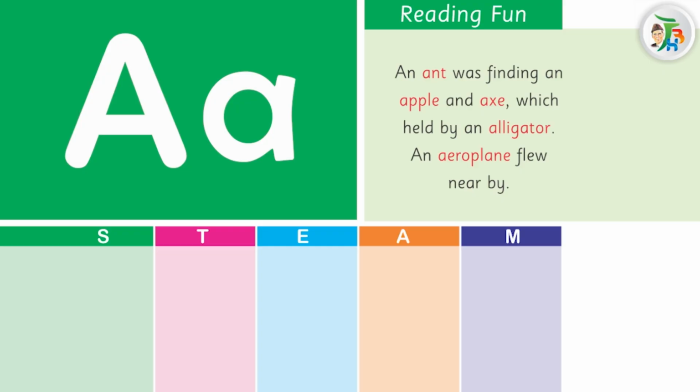STEAM activities. Let's do some fun activities together. S. Discuss the color and taste of an apple. Also, tell the students apple is a fruit.